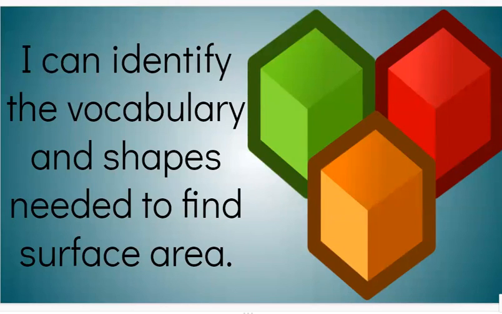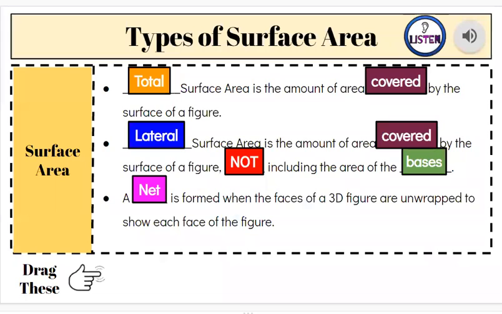Hi, everybody. Today, I'd like to discuss the vocabulary and shapes you will need to find surface area. The types of surface area. Total surface area is the amount of area covered by the surface of a figure.